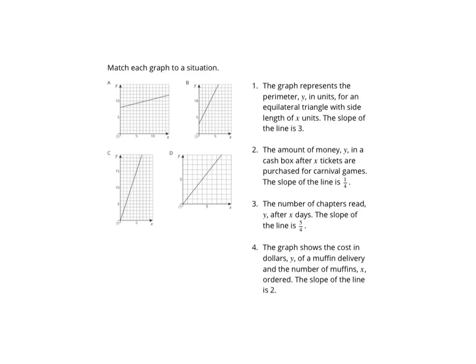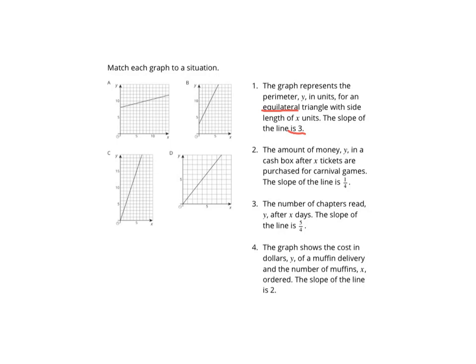Our job is to match the graph to the situation, so I'm actually just going to start with reading the situations and then figuring out which graph matches it. For number 1, the graph represents the perimeter in y units for an equilateral triangle, so that means all 3 sides are the same, and the slope of the line is 3, which makes sense because as you add a unit to each side, it's going to go up by 3.